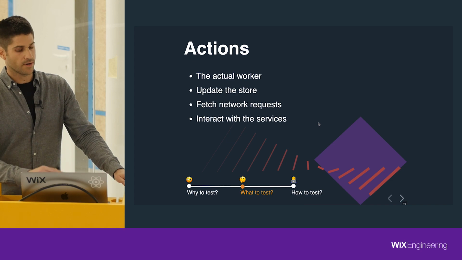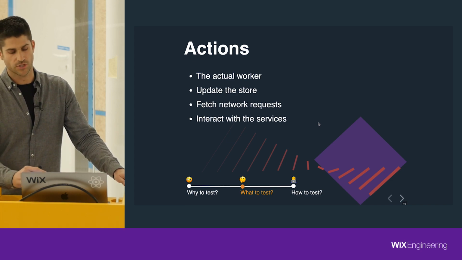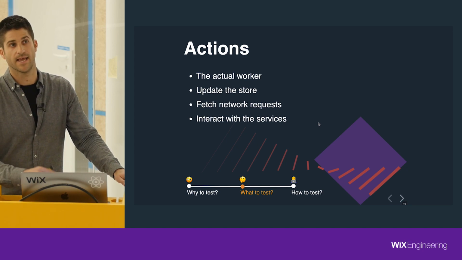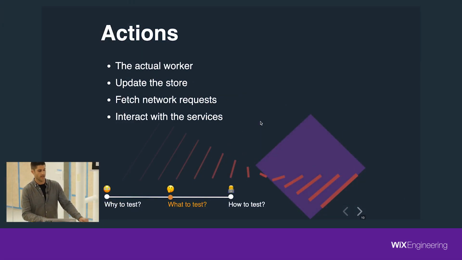It might update the store, fetch some network requests, or interact with some services. When I say services, I mean, for example, database services that get and set some data from the database. It's a very encapsulated object that's doing a specific job. Because the action is the actual worker, we would like to have 100% coverage here. We want to test each line of code in the action.